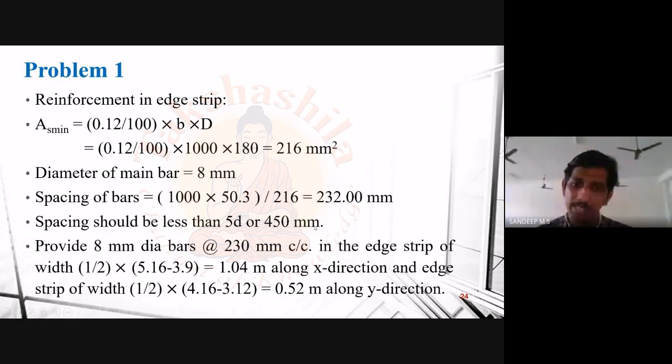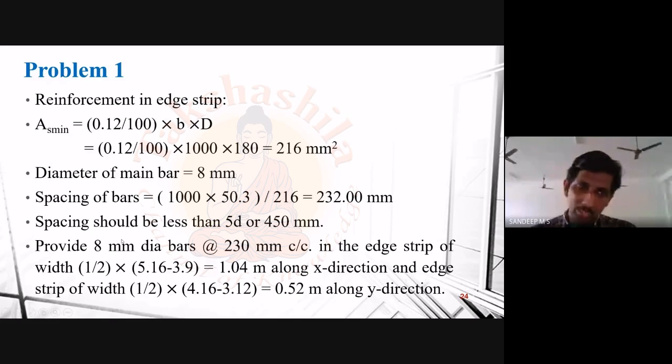It is 5D or 450 millimeters in the case of secondary reinforcement. Okay, so you use this condition and provide the reinforcement in the edge strip also. And another thing is that now we have to mark the edge strip as well as middle strip so that we can provide the designed amount of reinforcement in the respective parts.